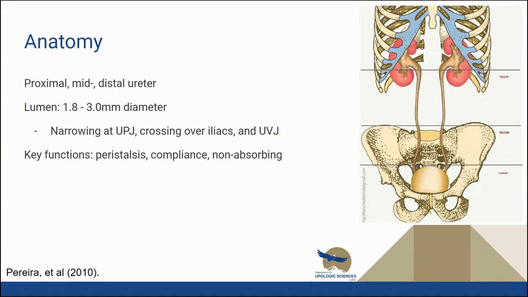The caliber of the ureter is usually anywhere from 1.8 to 3 millimeters, depending on where you are in the ureter, with natural narrowings over the UPJ, crossing over the iliac, as well as at the UVJ. Common areas for stones, for example, to get stuck at. And then three key functions of the ureter are to maintain peristalsis, have compliance, as well as be not absorbing to the urine within it.